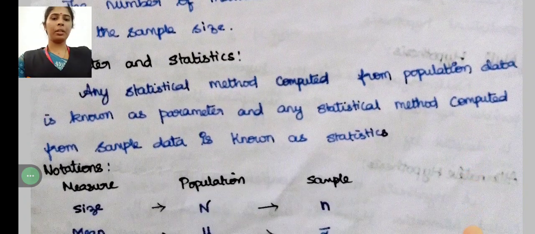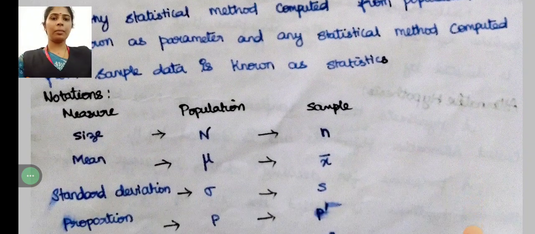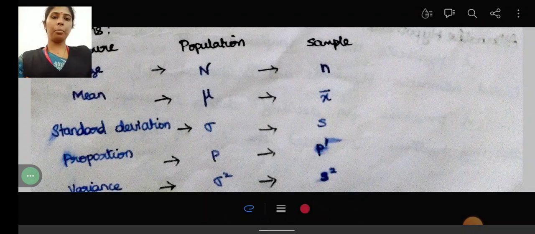The next is parameter. So if we use any statistical method and compute any data from the population, then it is known as parameter. When we use a statistical method and compute any data from the sample, then we call it a statistic. Next we are going to see some measures for the population as well as the sample.